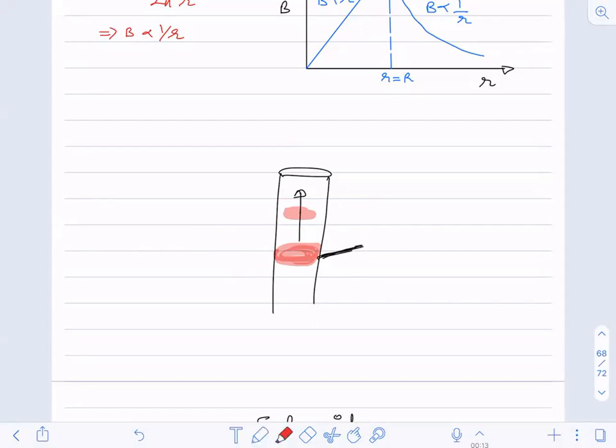Now, if I take a loop like this, here also all the current will be included. But here all the current will not be included. Did you understand now? Okay. Anything else?